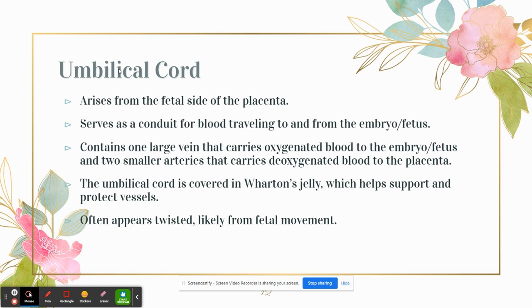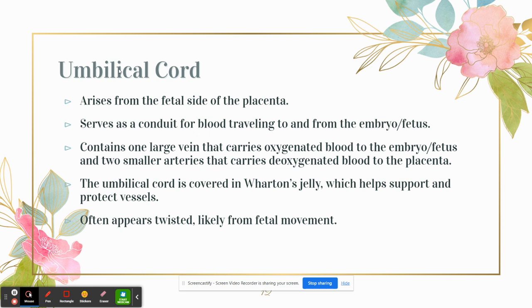It contains one large vein. So remember this, AVA, AVA. One vein, two arteries. The vein is kind of this large floppy thing, and you would think that that's how the deoxygenated blood goes back to mom. No, not so. It goes from mother to fetus. Okay, the vein carries the oxygenated blood to the placenta, where the oxygen is then floating in the intervillous space, and then it's picked up by the fetus. There are two little arteries.